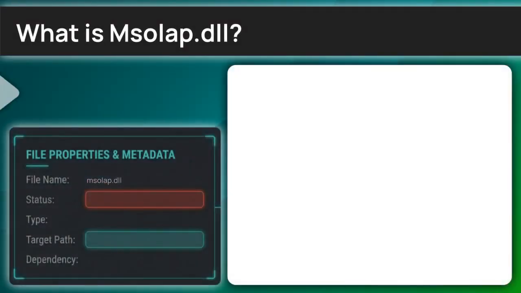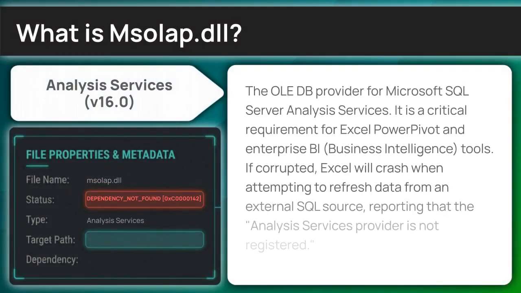This is the Microsoft OLED library, the OLE DB provider for Microsoft SQL Server Analysis Services. It is a critical requirement for Excel PowerPivot and Enterprise BI business intelligence tools. If corrupted, Excel will crash when attempting to refresh data from an external SQL source, reporting that the analysis services provider is not registered. Understanding the file's role is a great start. Now let's look at replacing it.